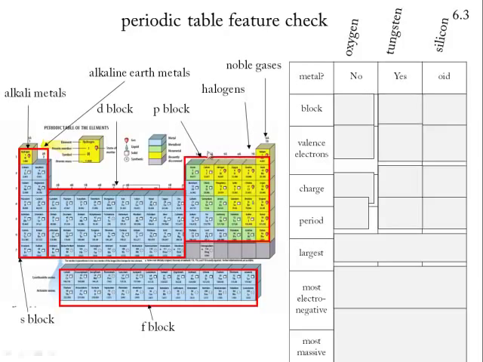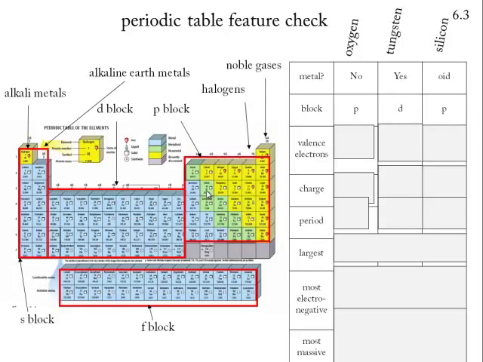Which block is it in? Oxygen? I think it's there. Looks like the P block. Tungsten, somewhere in here. Symbol W, weird, right? That must be the D block. And silicon, right under carbon, P block.